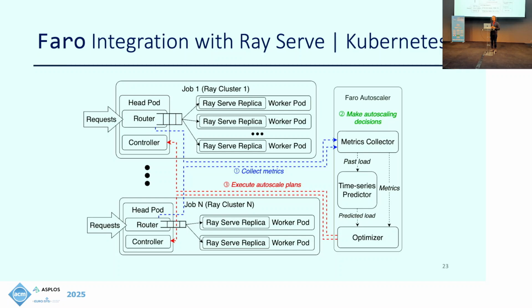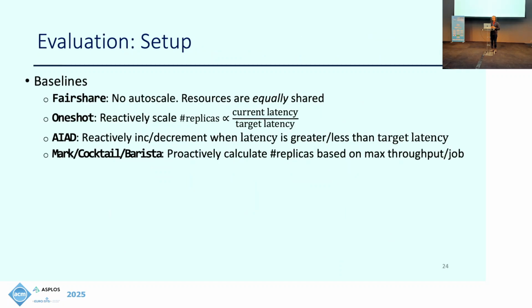I'm going to describe just a sliver of the experimental results. We compare against 4 baselines: fair share, which gives equal resources to all jobs; one shot that scales replicas per job proportional to the latency; additive increase, additive decrease, which captures systems like Swarm, which reactively increment and decrement based on the target latency; and then Mark, Cocktail, Barista, which, remember, are systems that are intended only for settings with infinite resources, but at the heart of them, they rely on max throughput per job, and that's kind of what we abstract and implement in our system to compare it against as a baseline.